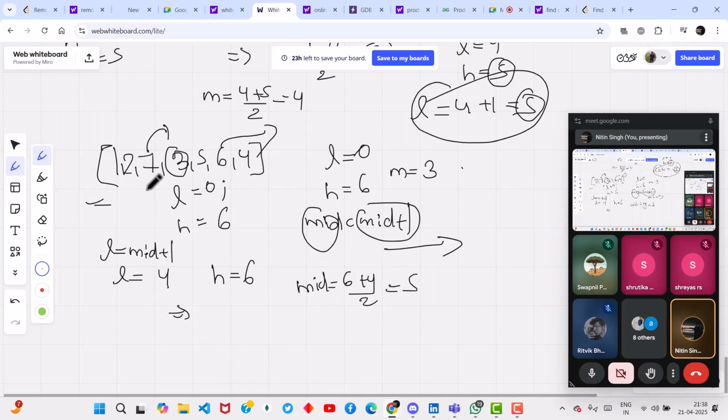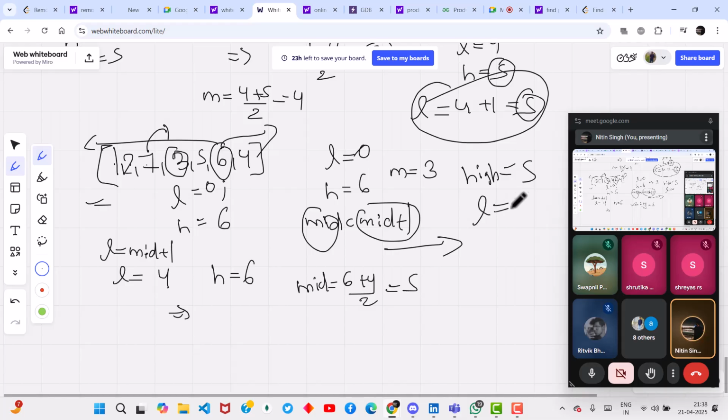Fine. Index number 6 is greater than 4. That means one of the conditions is true and let's move in the left part of my array. To move in the left part of my array, I'll be doing high equals mid. My current mid is 5 and my low till now is 4. The next mid value will be (4 plus 5) by 2, that is 4.